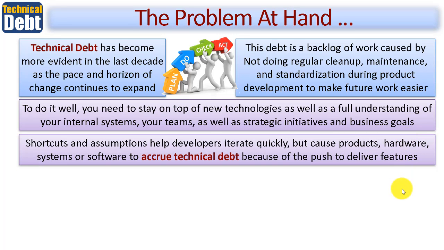Now, shortcuts and assumptions help developers to iterate quickly, and here I'm referring to product or service developers in any industry. So although these shortcuts and assumptions help you to get products, hardware or systems or software out there in the market, such shortcuts and assumptions are central to accruing technical debt because, of course, of the push to deliver new features and new products as the pace and the horizon of change continues to expand.